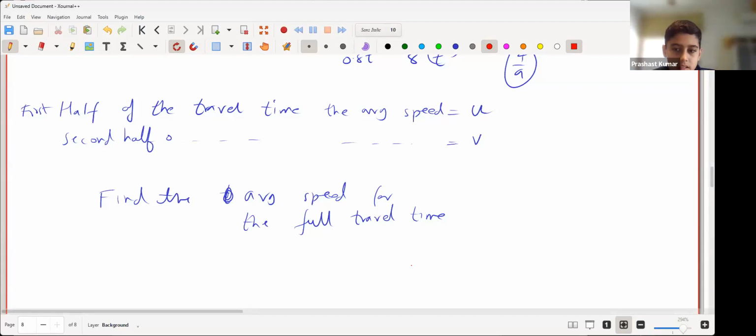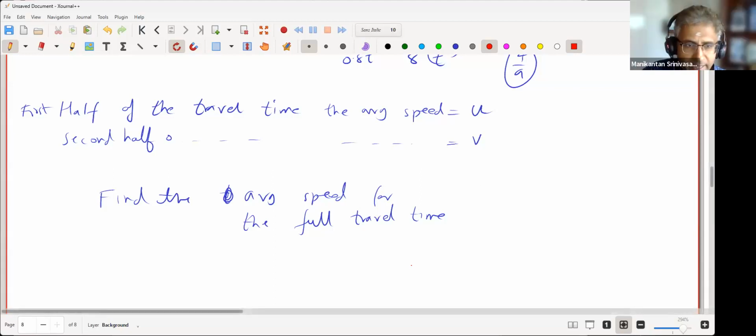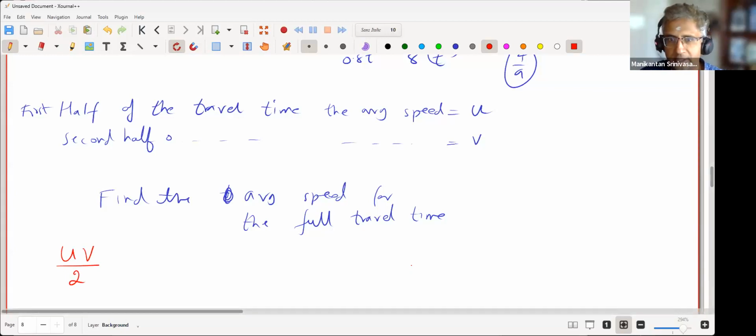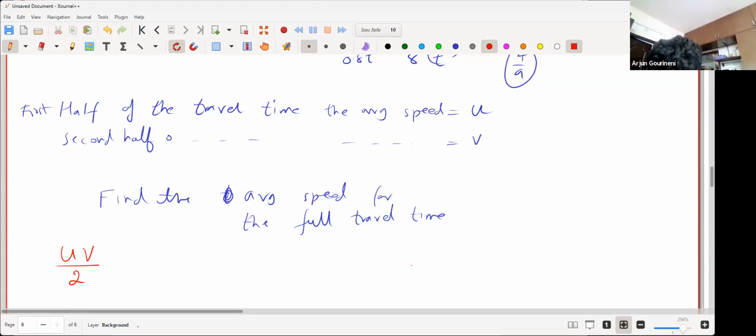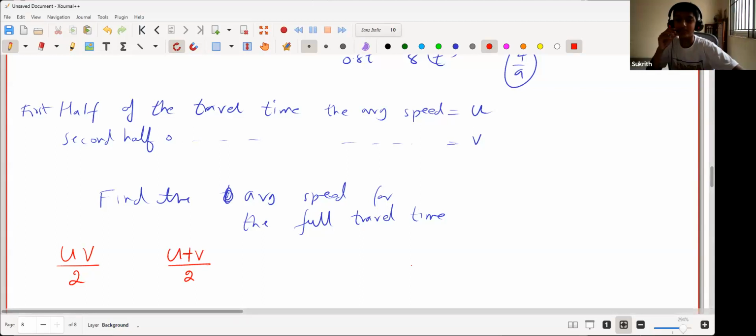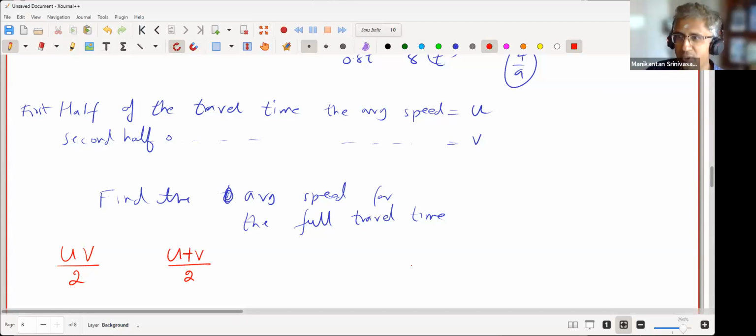Okay, all right. Sukrit has an answer, UV by 2. Anyone else have any other answer? Arjun, you have anything? I'm trying. So will it be U plus V by 2? U plus V by 2 is what Vanya thinks. Any other answers? Sorry, sir, I meant to write U plus V by 2. That's exactly what I asked you. Did you make a typo? Yes, it is U plus V by 2.